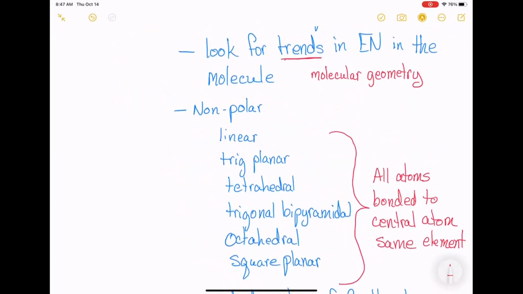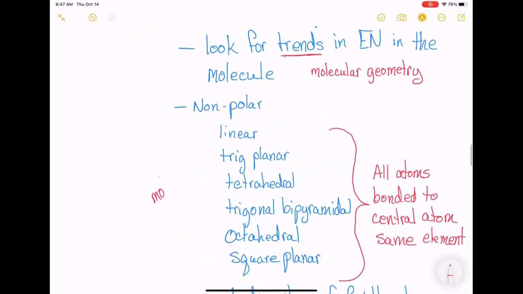For nonpolar molecules, you're going to start by looking at the molecular geometry. If the molecular geometry is linear, trigonal planar, tetrahedral, trigonal bipyramidal, octahedral, or square planar, and if all atoms bonded to the central atom are the same, then it will be nonpolar.